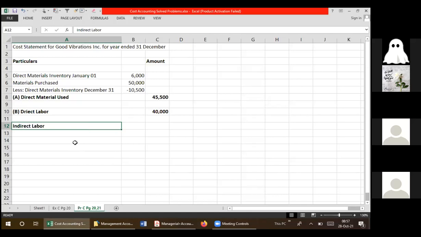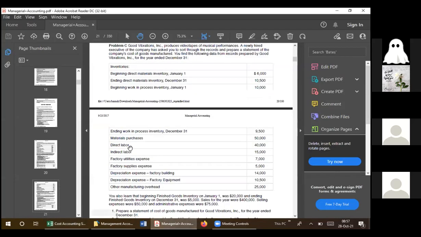So all of those might not have been covered in this question. You just have to look at the problem and find out every manufacturing overhead. Like indirect labor is a manufacturing overhead, factory utilities supply expense is a manufacturing overhead, factory supplies expense is a manufacturing overhead, depreciation, both of them are on the factory building and factory equipment, so they are manufacturing overhead. And other manufacturing overhead is also a manufacturing overhead.